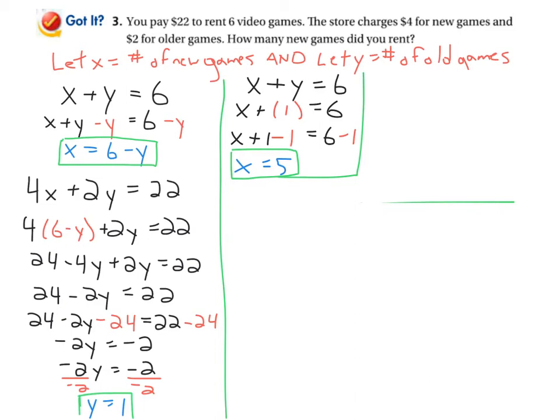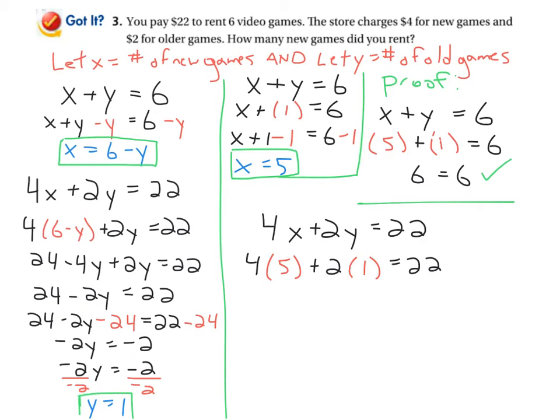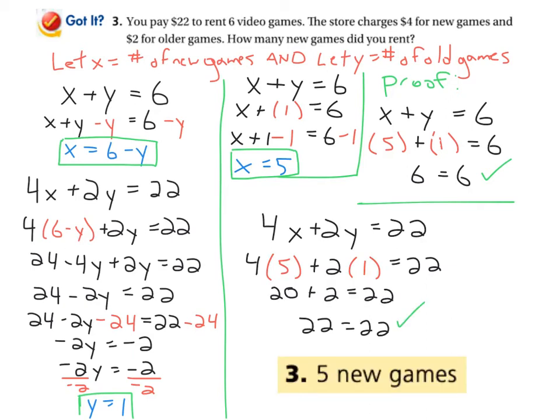Now we know that we've got 5 comma 1 as our solution, and we need to do a proof. So we write each equation and plug in the value of the variables, and when we solve it out, we find out that it works for the first one. Let's try for the second one. And we find that it does work in the second one. So we've got x equals 5 and y equals 1. What are they asking us? How many new games did we rent? Well, the new games was represented by x. We look at the value of x. X is equal to 5. So we rented 5 new games.